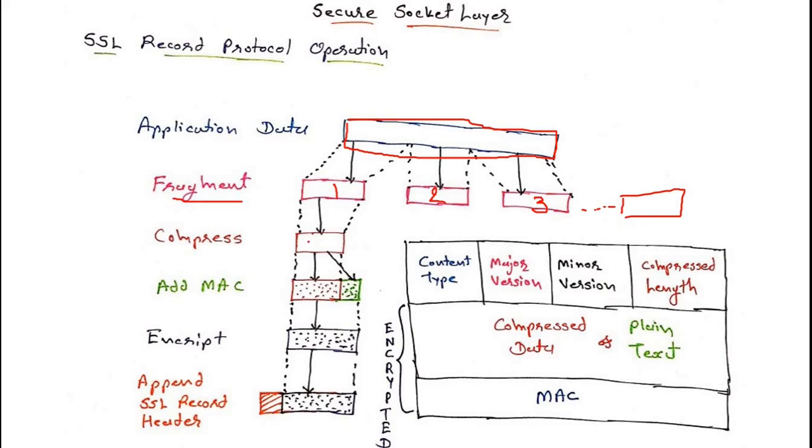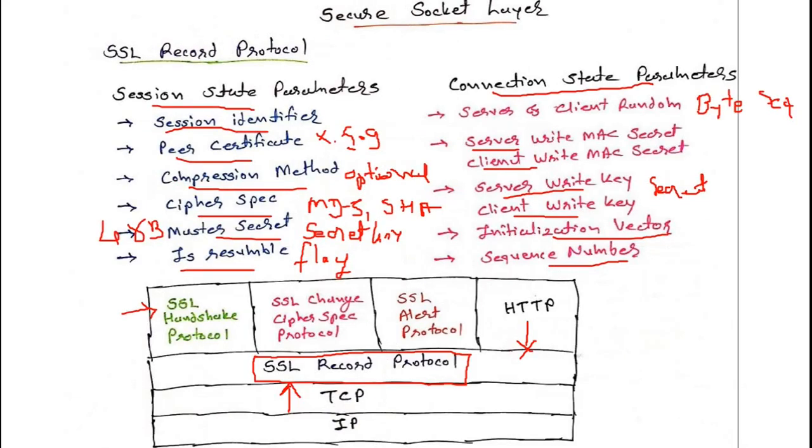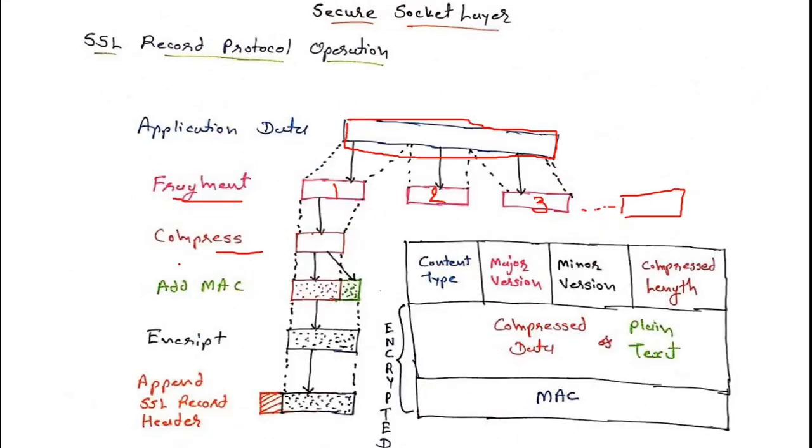Another thing is compression. If data compression is required, if there is a large fragment size, there is a need to compress the data, as we have discussed, which is the optional field for the compression method. Suppose we are doing the compression, then there is a need to mention the algorithm or technique used during the compression.